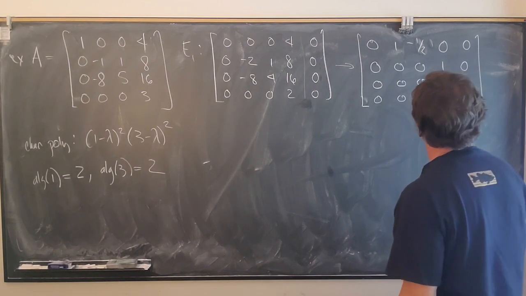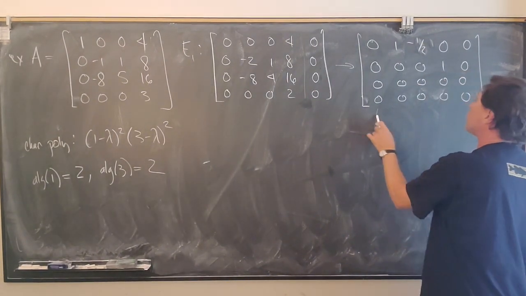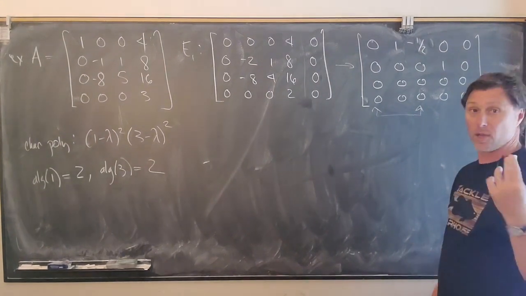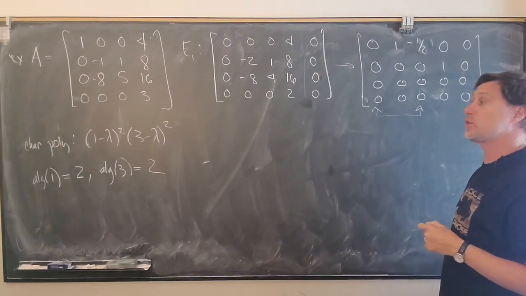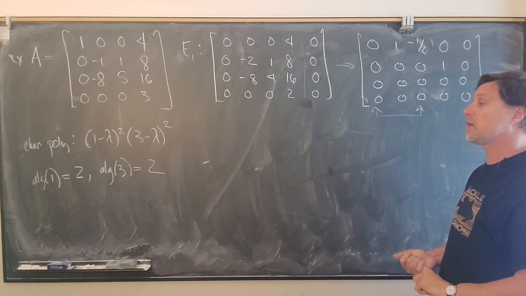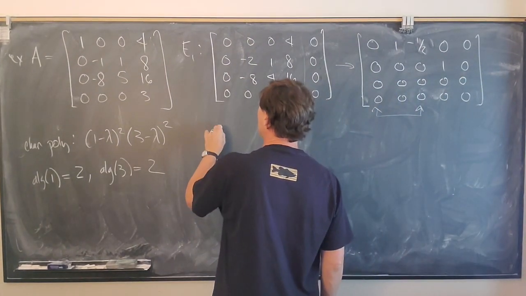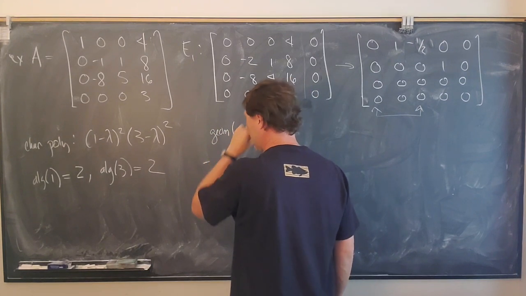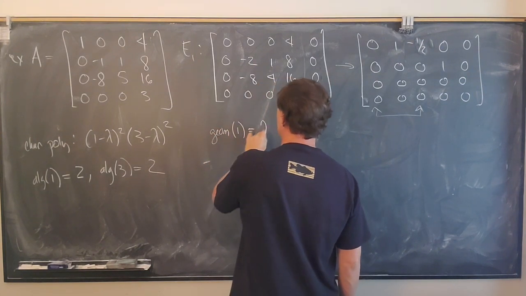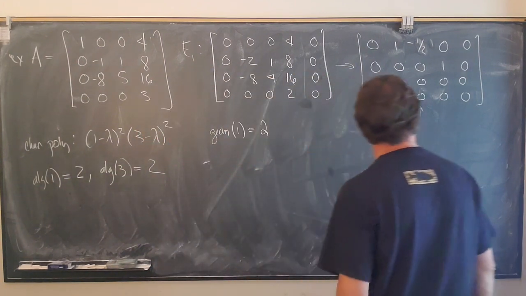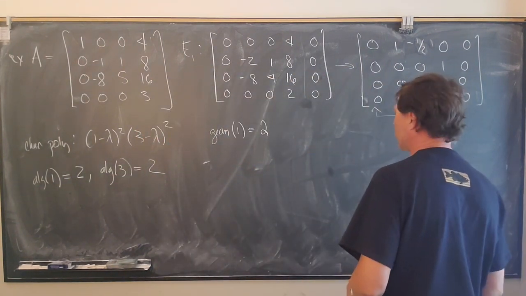All right, so what that tells us is we have 2 free variables. That tells us the dimension of the null space, right? Which means that the geometric multiplicity is equal to 2. So from this right here, we can see that the geometric multiplicity of 1 is equal to 2. So we get a match here. And while we're at it, we might as well write down who the basis is going to be.